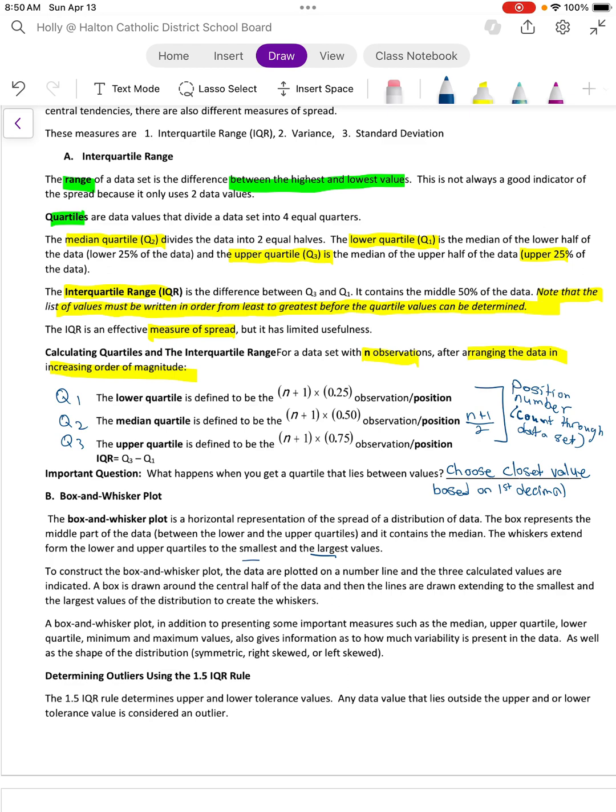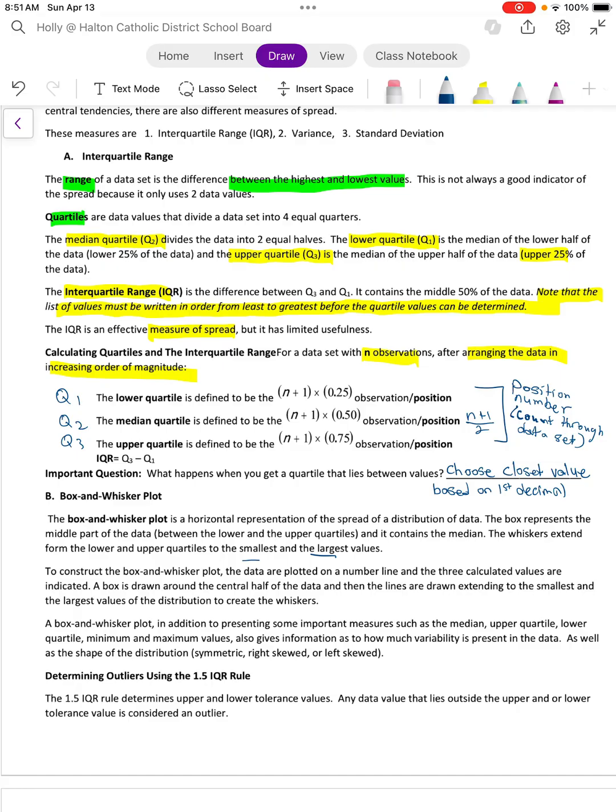A box and whisker plot, in addition to presenting some important measures such as median, upper quartile, lower quartile, and min-max values, also gives information as to how much variability is present in the data, as well as the shape of the distribution. So symmetric, right skewed, left skewed.